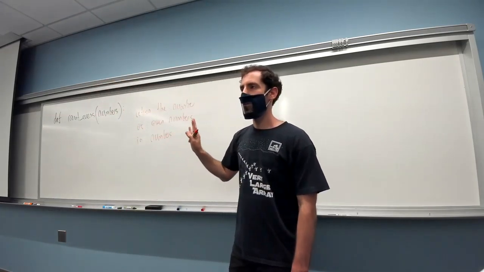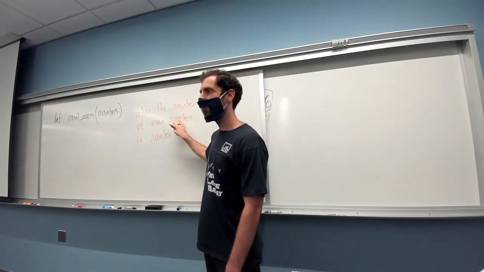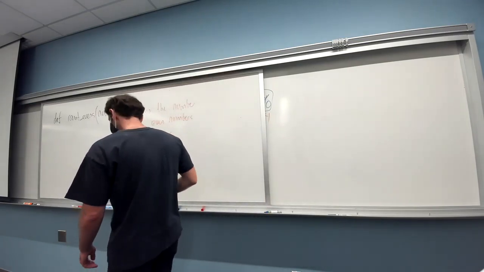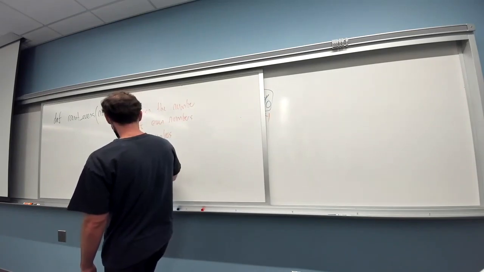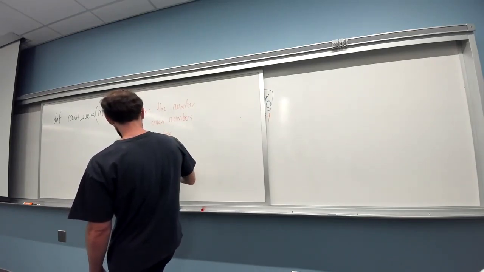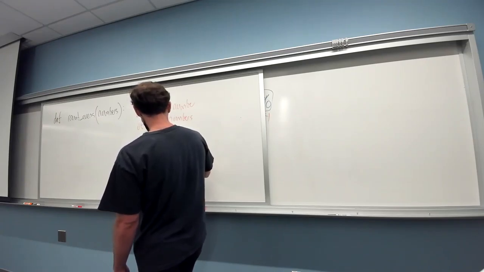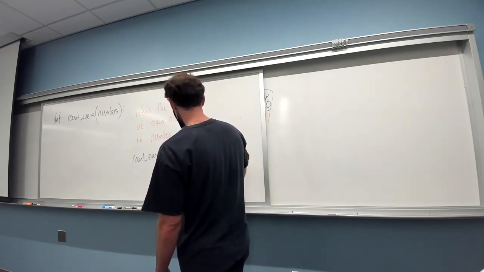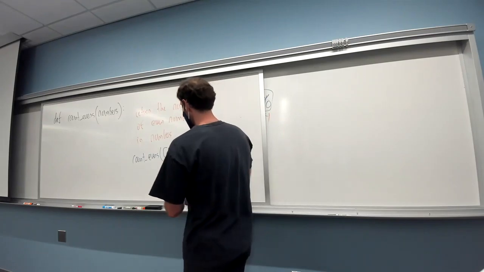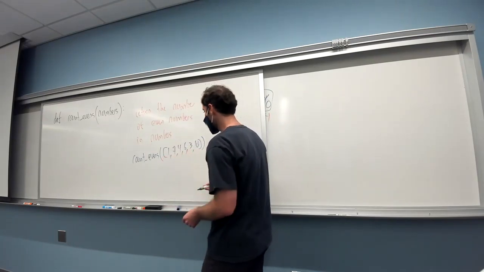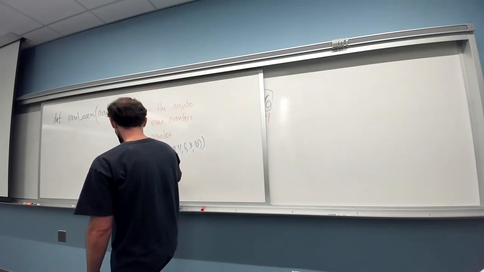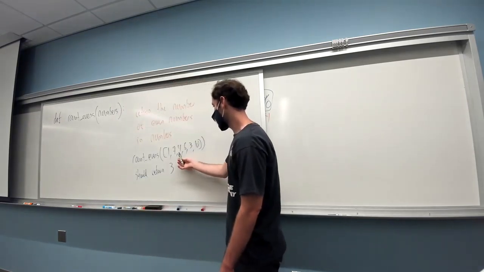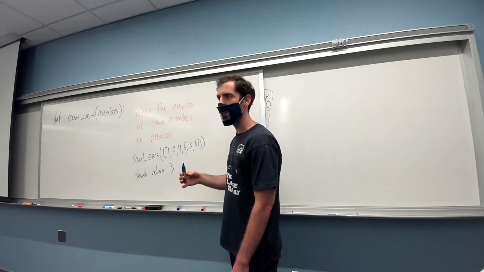It should return the number of even numbers in this list numbers. So for example, this count evens of 1, 7, 4, 6, 3, 10 should return 3 because there are 3 even numbers in the list.